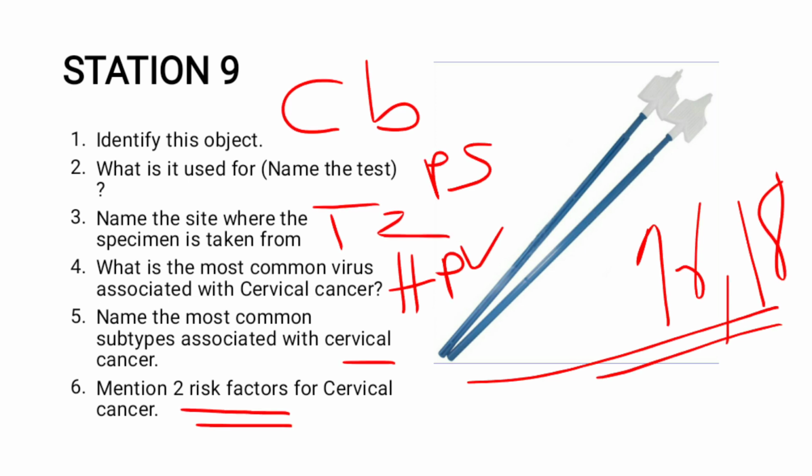Then two risk factors. Two risk factors can be family history of cervical cancer and smoking. Those are some of the risk factors. Other risk factors we can put are multiple sexual partners, early onset of sexual debut, immunodeficiencies such as in HIV, chemotherapy, vitamin A deficiency, and an uncircumcised partner as a risk factor.